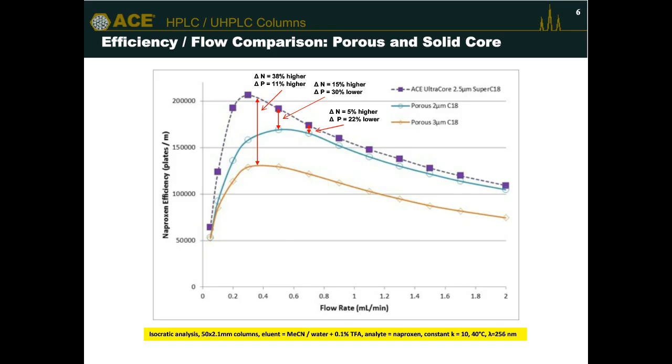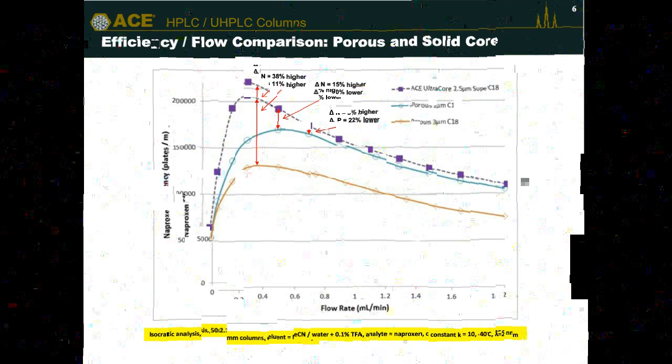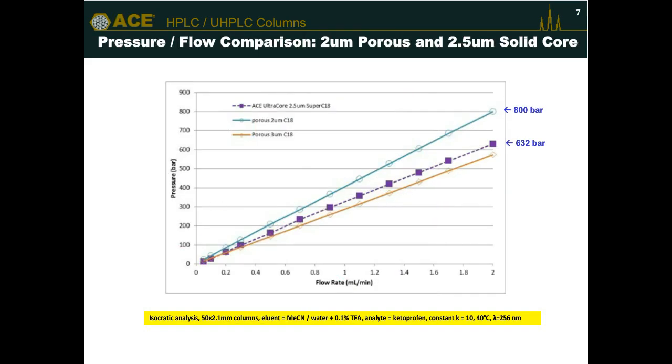And the next slide shows you the back pressures that are generated by these 3 different particle sizes. The lowest back pressure is generated by a 3 micron packing material. The highest back pressure is by that 2 micron fully porous packing material. And our 2.5 solid core sits nicely in between, giving us gains in efficiency and lower back pressure compared to the sub 2 micron fully porous particle.